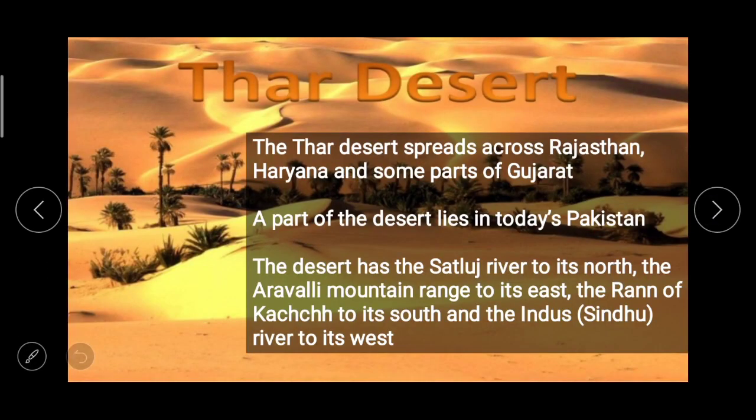Now the third one, the Thar Desert spreads across Rajasthan, Haryana, and some parts of Gujarat.